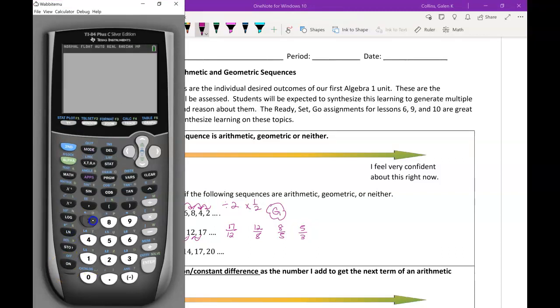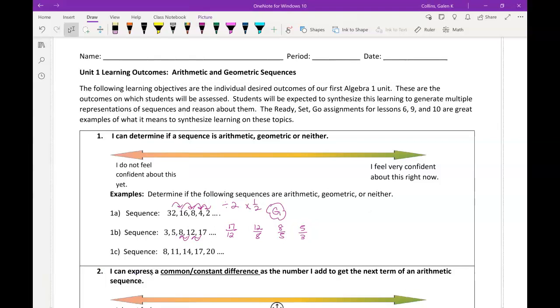Let's see, 17 divided by 12 looks like 1.416, or maybe that 6 is repeating. 12 divided by 8. Oh, now wait a minute. That's 1.5. So you know what? I don't think I really even have to keep going. I could check them, but as I keep dividing those numbers, I get different ratios. So all that to say, there's not a common ratio. There's not a common difference. So that is neither arithmetic nor geometric.